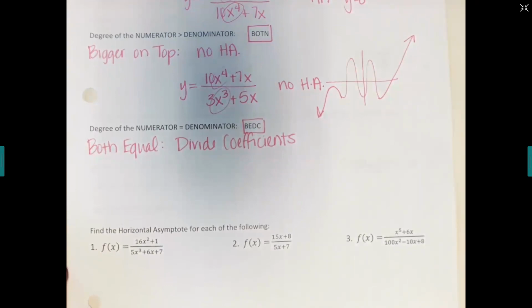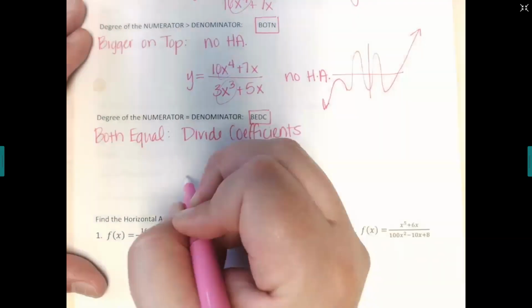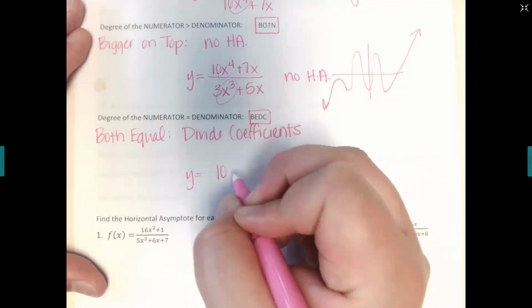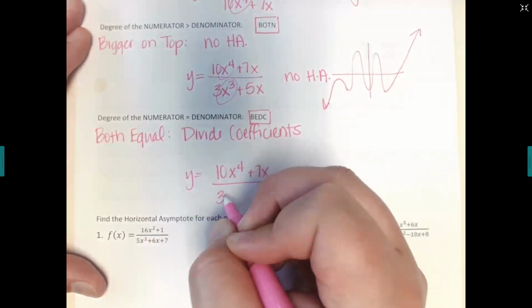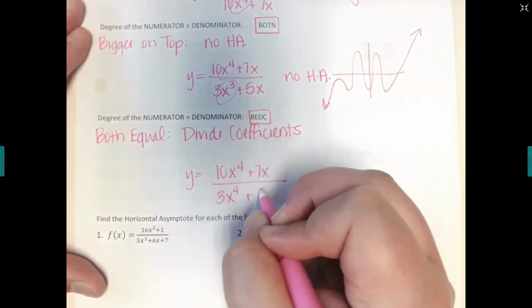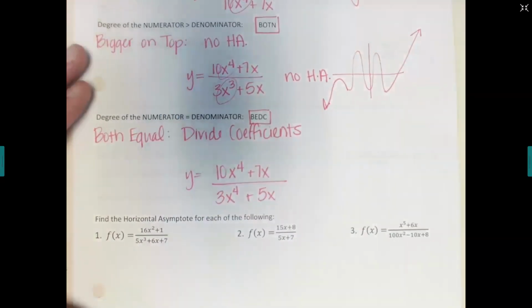And then for our example, we'll make the top and the bottom both x4s so that it's a tie. So for your example, I'm gonna give you 10x4 plus 7x over 3x4 plus 5x.